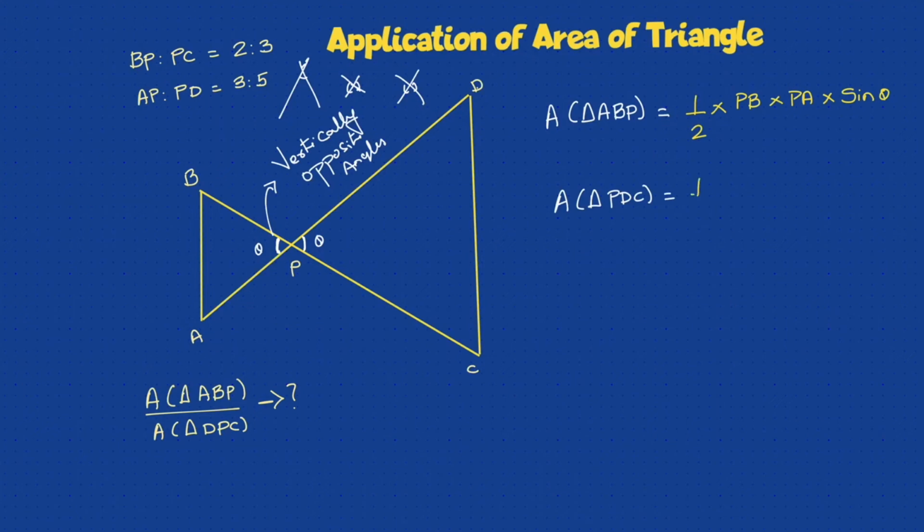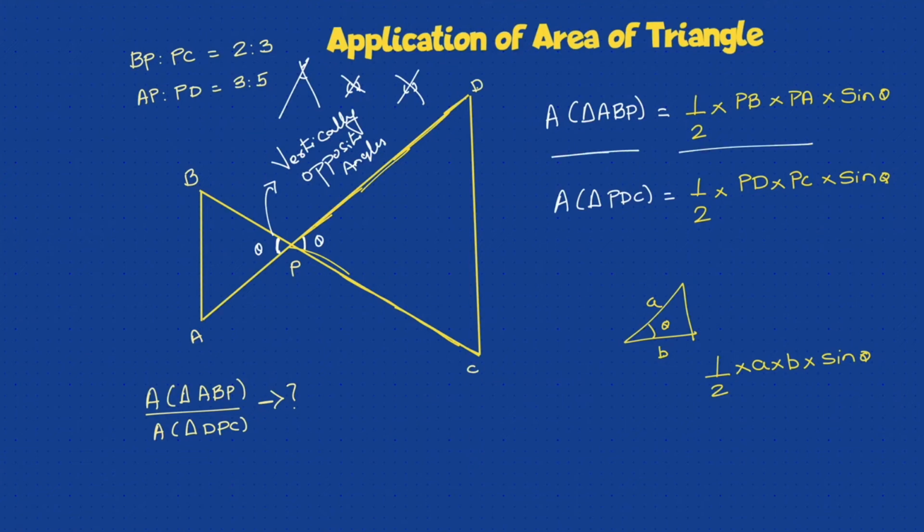Next, I am being asked the area of triangle DPC. Which formula will I use? Again the same formula: half into the product of two sides, PD into PC, into the sine of the angle between the two sides, which is theta. This is the only formula I can use here. I cannot use half into base into height or any other formula.